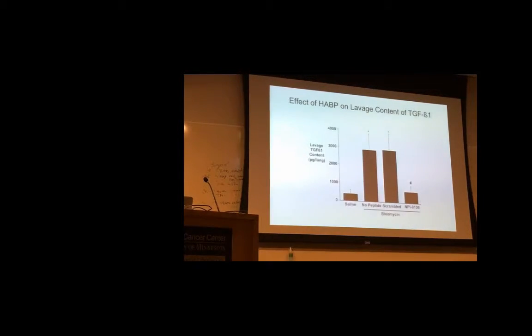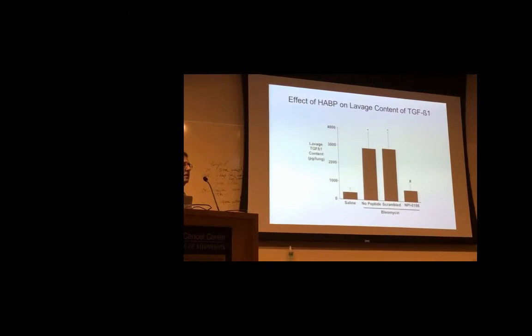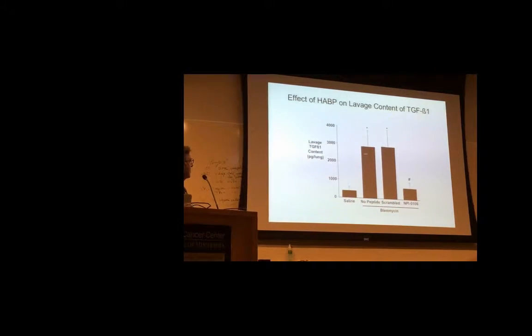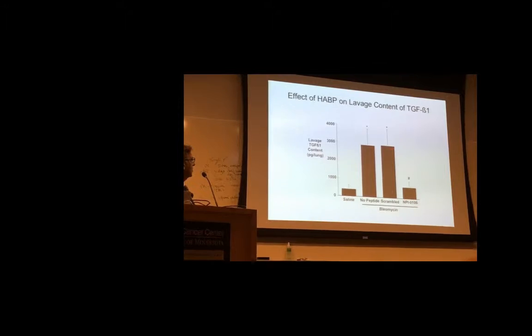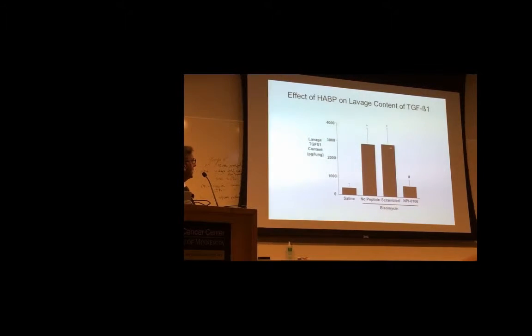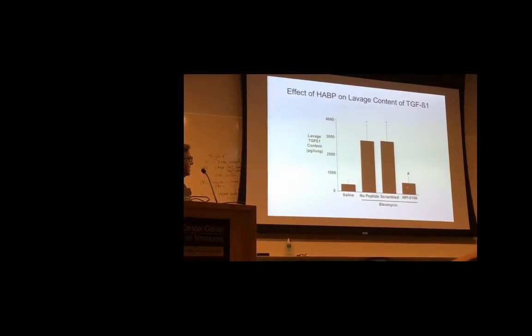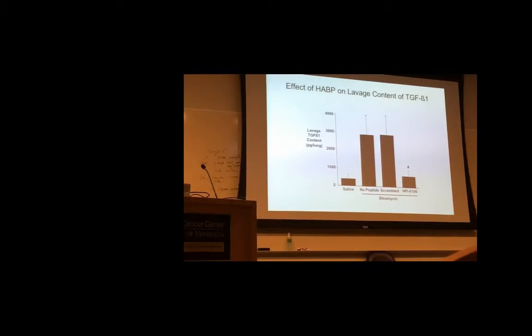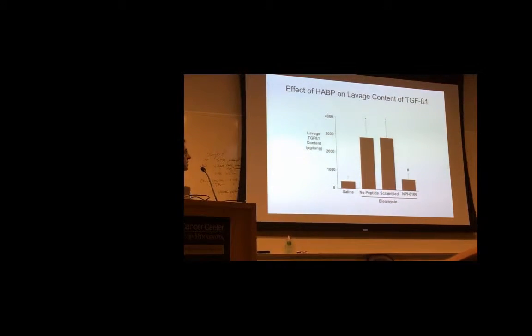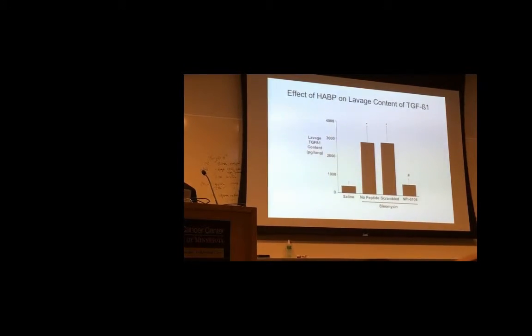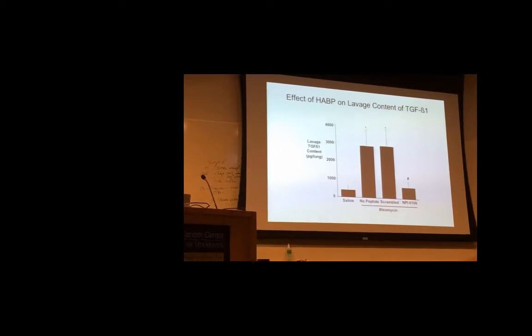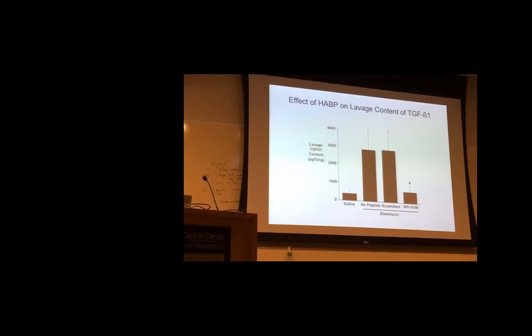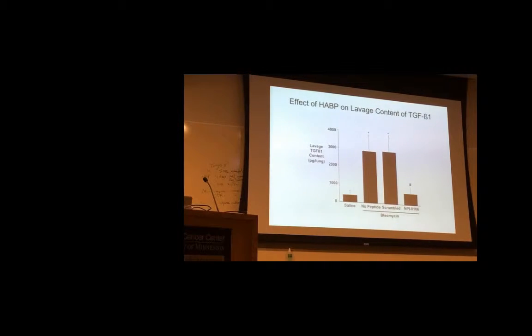So then we measured active TGF-beta in the lavage, and sure enough, with bleomycin, there was TGF-beta increased, as was known before. Scrambled peptide also had an increase, but there was no increase at all in the peptide-treated animals given bleomycin. So it was really incredible to watch these animals do so well.